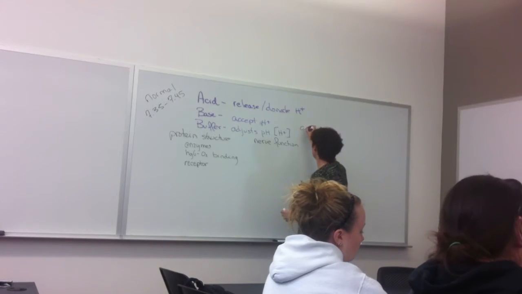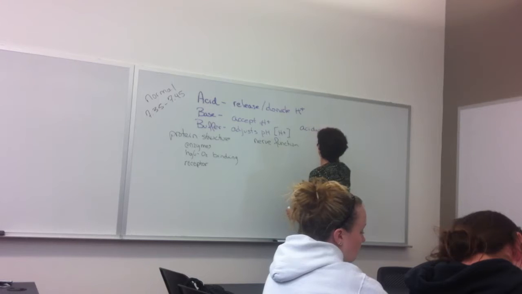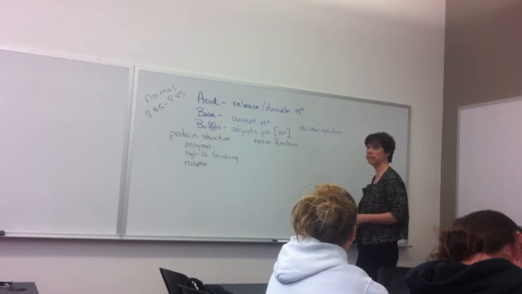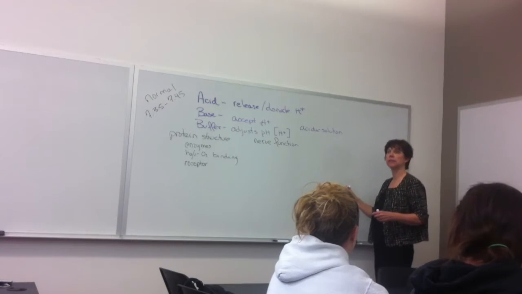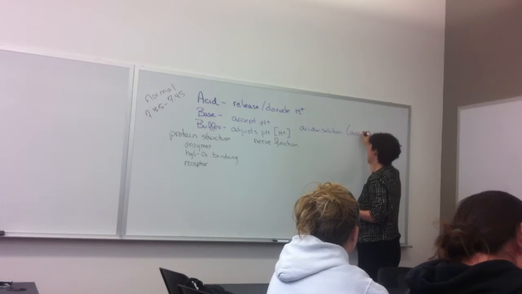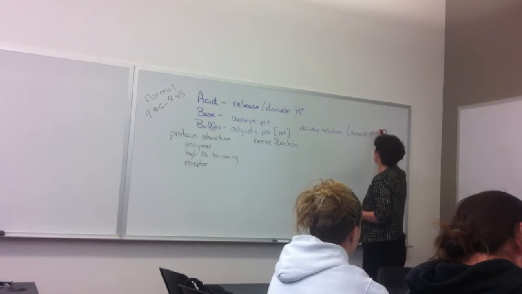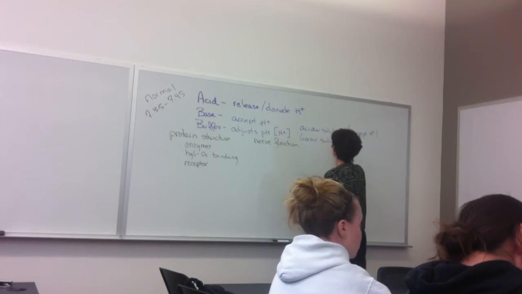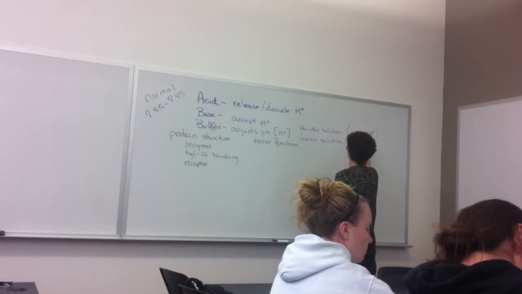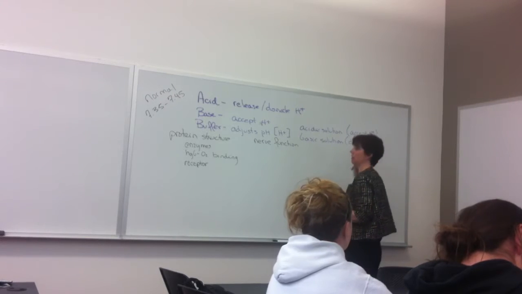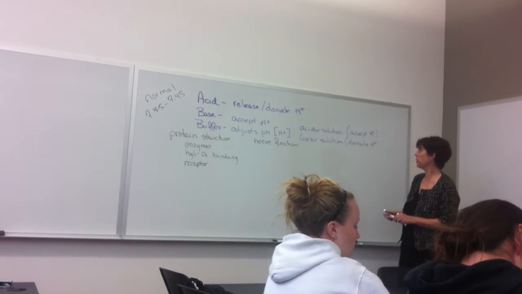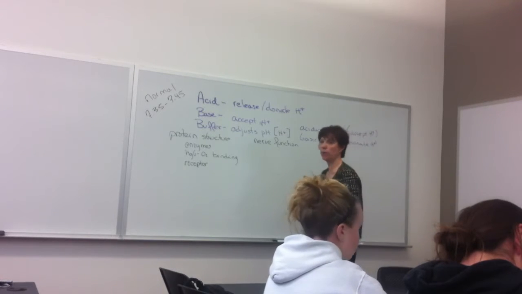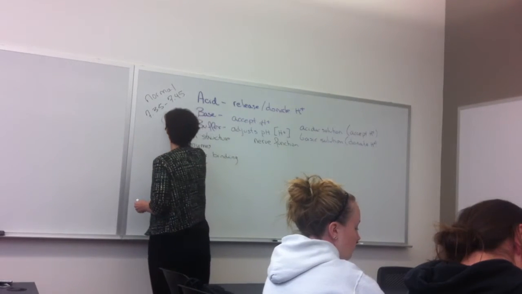So in an acidic solution, a buffer is going to give off a hydrogen or accept a hydrogen? Accept. It's going to act like a base. And in a basic solution, it's going to act like an acid, and it's going to donate a hydrogen ion. So typically buffers are weak acids or weak bases. Why would a strong acid not work?